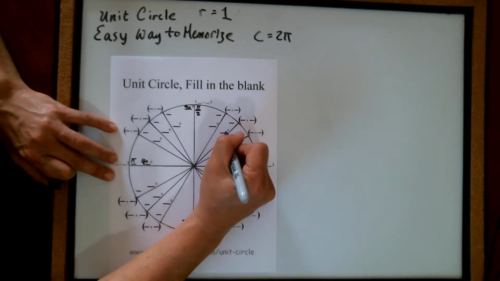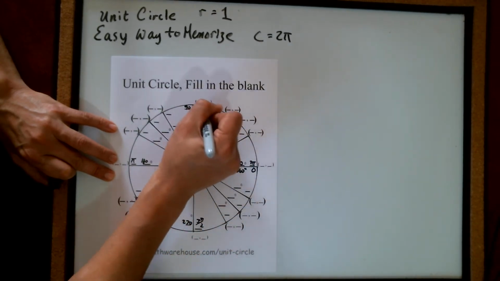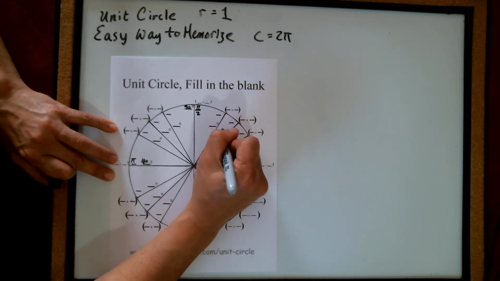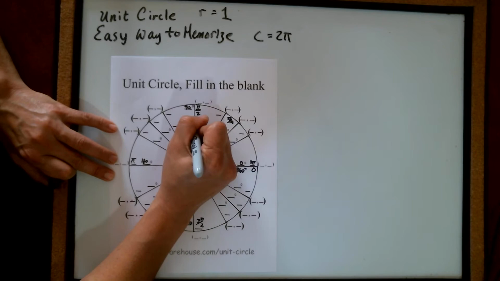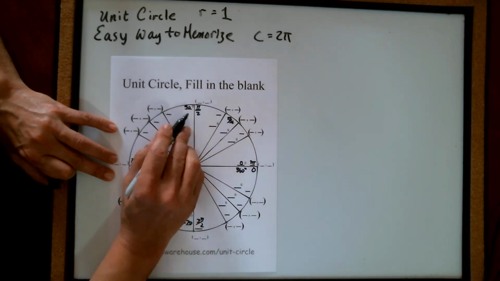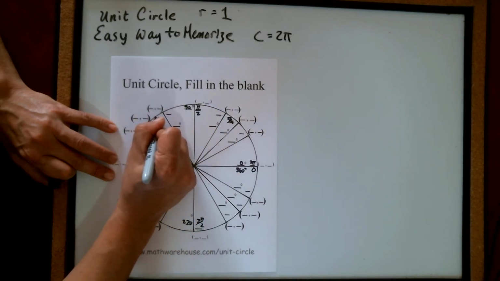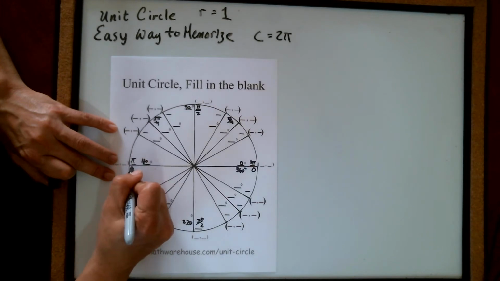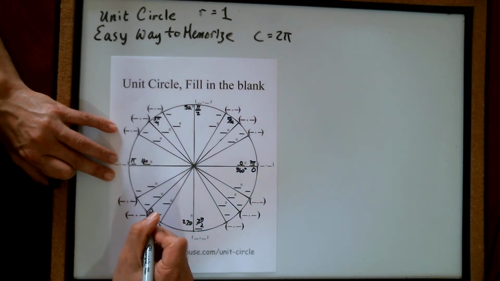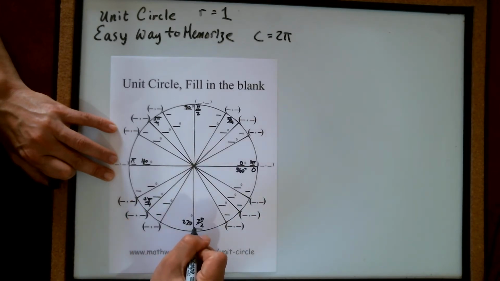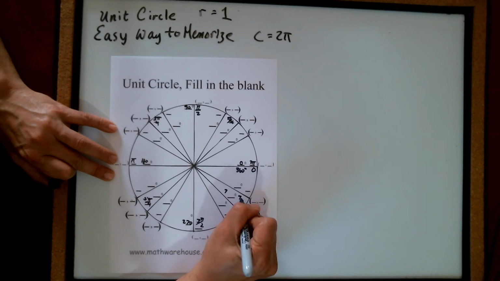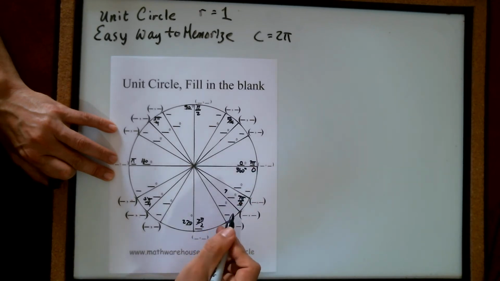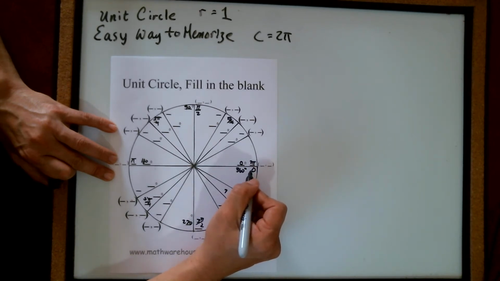Since this whole length is pi over 2, half of that is going to be pi over 4. Pi over 4, 2 pi over 4, which is just pi over 2. 3 pi over 4, 4 pi over 4, which is just pi. 5 pi over 4, 6 pi over 4, which is just 3 pi over 2. 7 pi over 4, and then 8 pi over 4, which is just 2 pi.